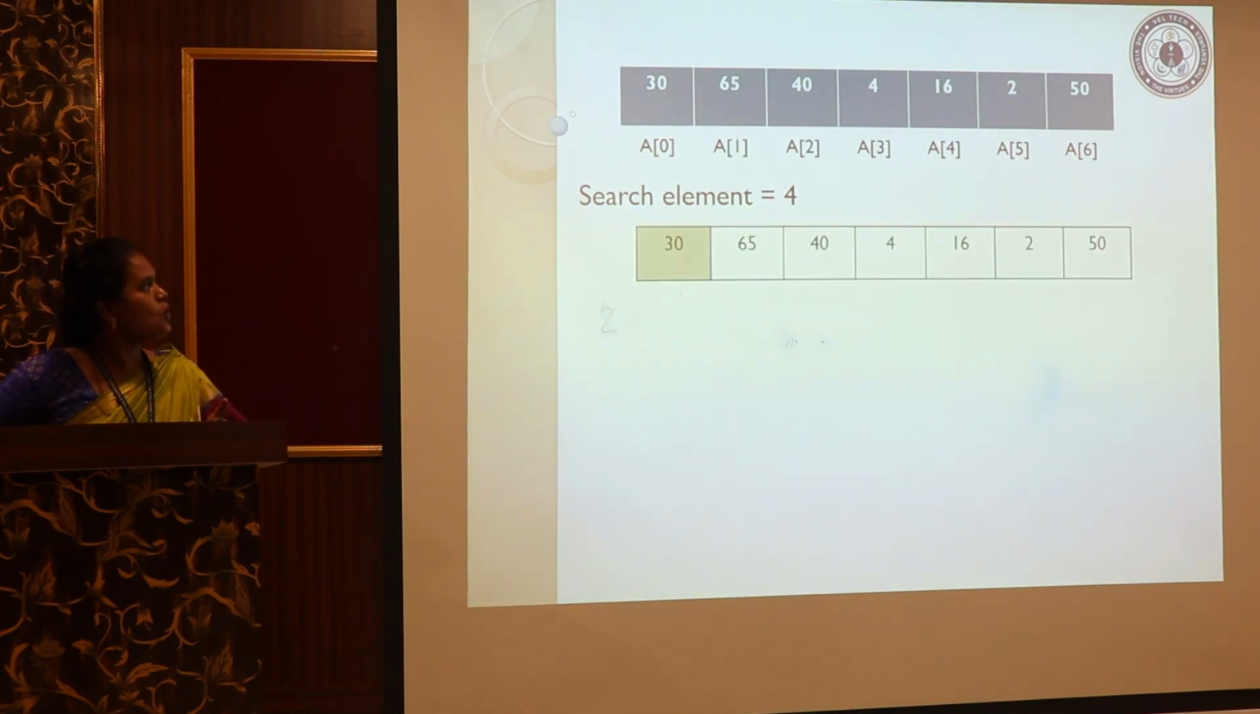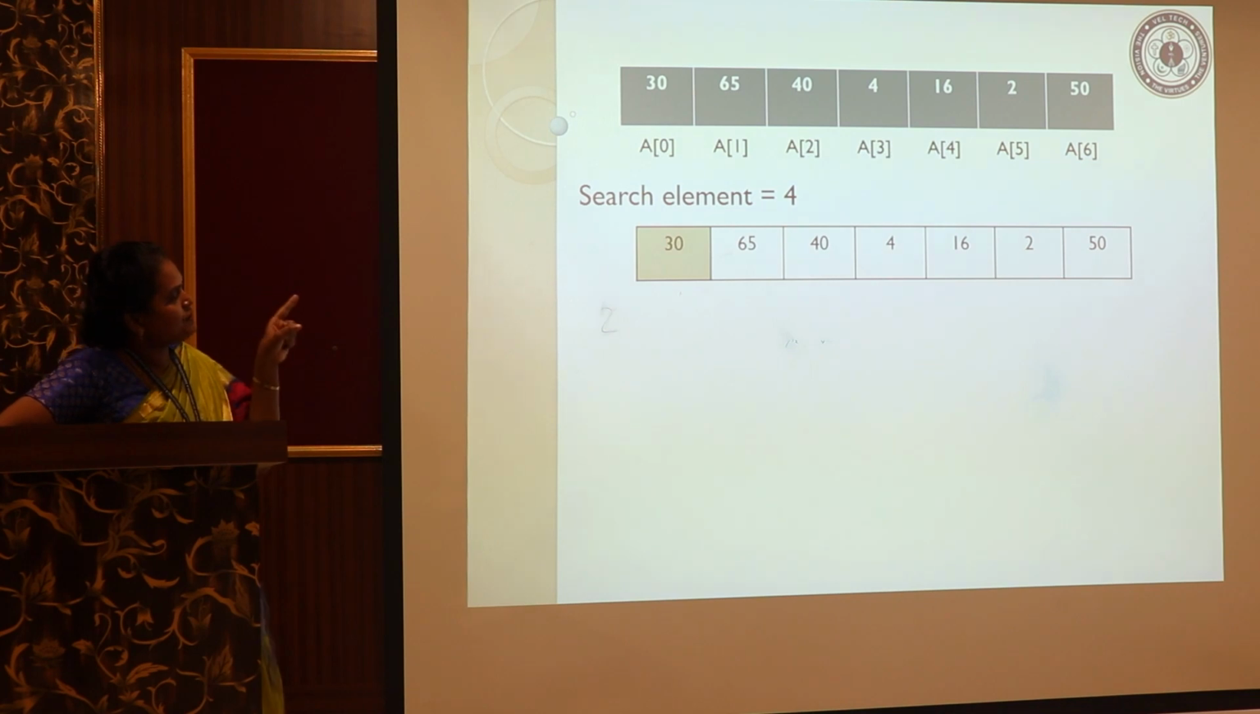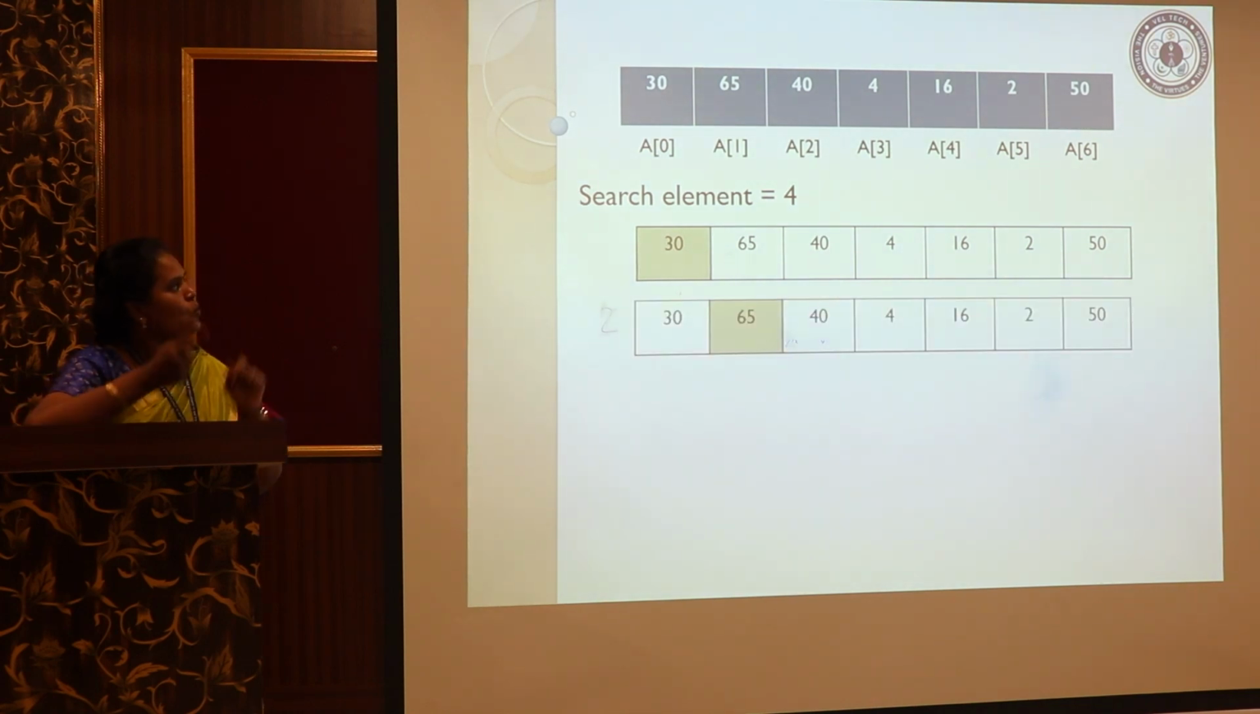First, in linear search, what I have to do is compare the search element 4 with the first element in the array. So I have to check whether these elements match. Does 4 match with 30? No. So in that case, the first element didn't match. Next, you have to move on to the second element and find out whether 65 matches with 4. Now the element didn't match.